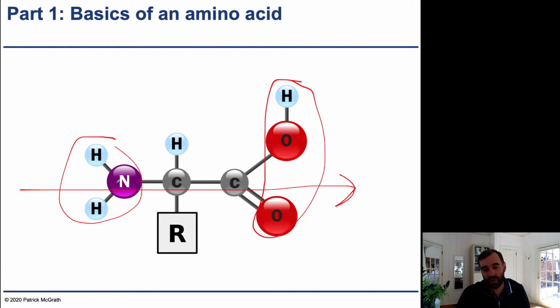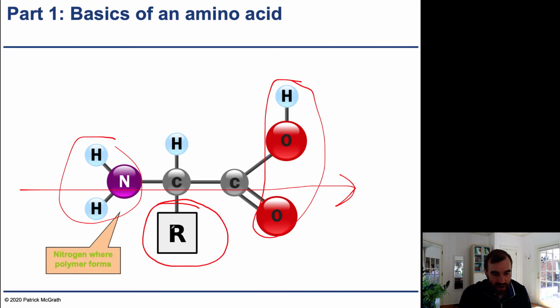So the backbone of the protein chain goes in this direction, and each amino acid has a unique chemical moiety that is attached to the central carbon. The R is just shorthand to indicate that it's variable depending on the amino acid, and there are 20 total amino acids that can form. So the nitrogen is where the polymer forms. The nitrogen gets attached to the carbon.